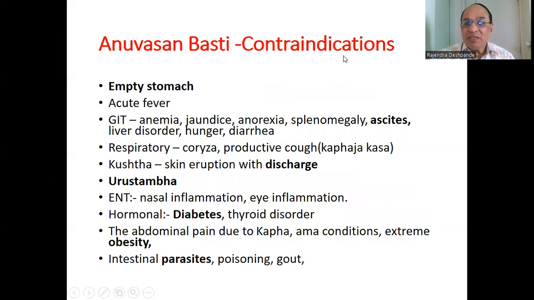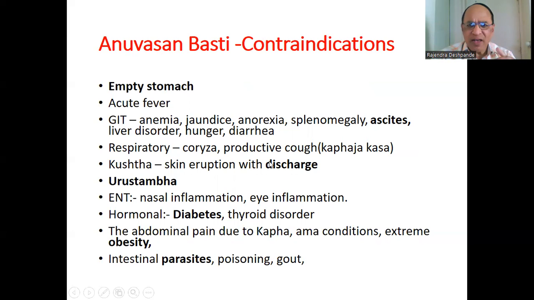Okay. Now, Anuvasana Basti contraindications, don't give. Where? It should not be given on an empty stomach. Acute fever, no. GIT, gastrointestinal tract problems like anemia, jaundice, anorexia, splenomegaly, don't use only Anuvasana. Of course, Anuvasana can be given, but alternate with the Niruha. Only Anuvasana continuously is contraindicated in all these Santarpanajanya or obstructive type of problems. Splenomegaly, ascites, liver disorders, hunger, diarrhea. Only Anuvasana is not recommended.